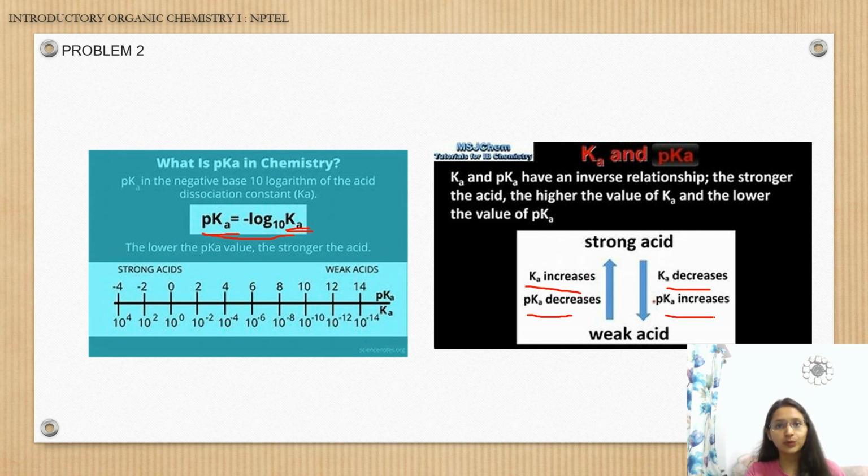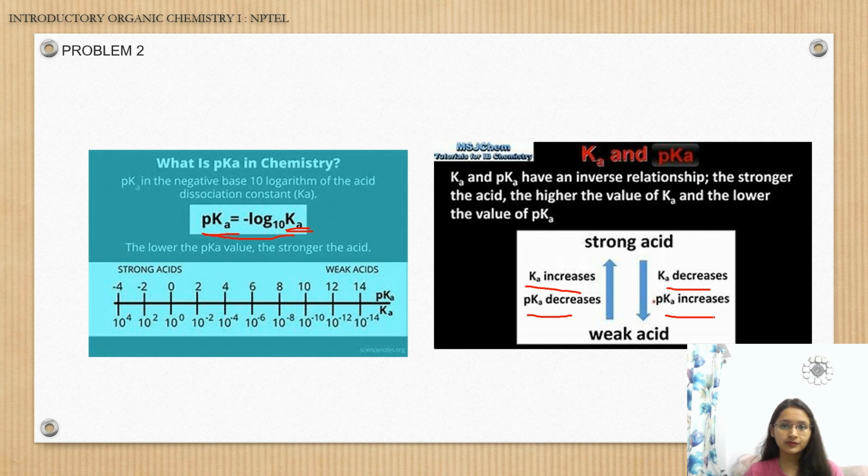So is it clear to all of you this much? Because you need to know the relationship between these two so that you can answer this particular problem. So here Ka and pKa are inversely related with each other. Okay. So is it understood? Is it understood, everyone?